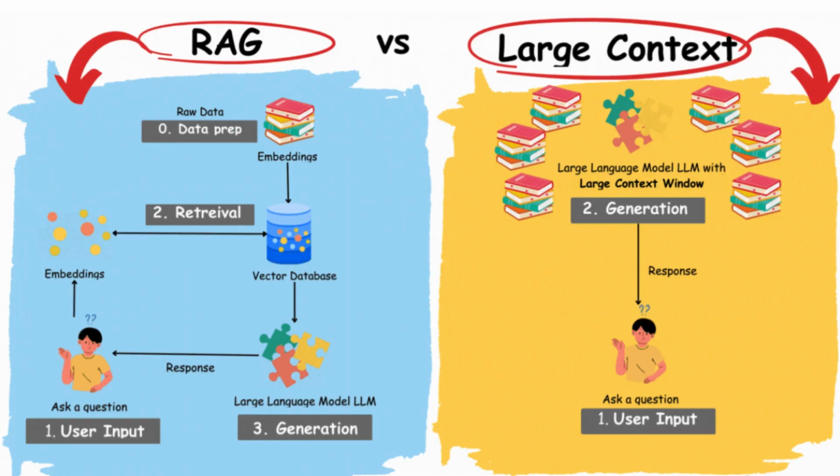RAG versus traditional LLMs. A regular LLM answers from memory. If it doesn't know something, it may improvise. With RAG, the model consults an external source, like checking textbooks before answering. The result? More factual, relevant, and trustworthy outputs.